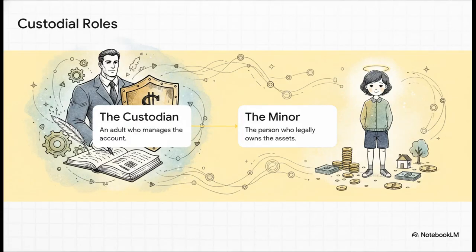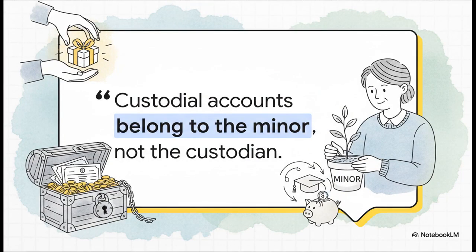The custodian, the adult, is like a financial guardian. They make all the investment decisions, they handle the paperwork, but they're doing it all for the minor. Why? Because the minor is the true legal owner of every single penny in that account. Look, if you only remember one thing about custodial accounts for the exam, make it this: the money is an irrevocable gift. That means the custodian can't take it back, they can't change who it's for, and they definitely can't use it for themselves. It belongs to the minor.